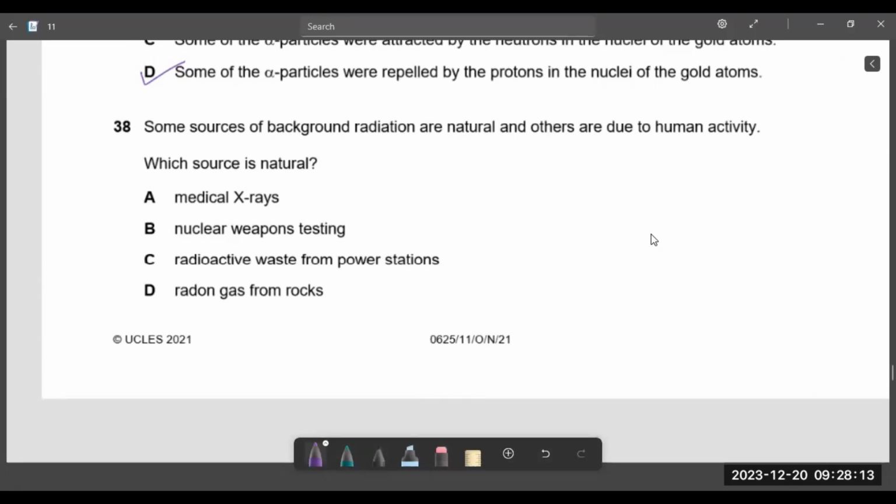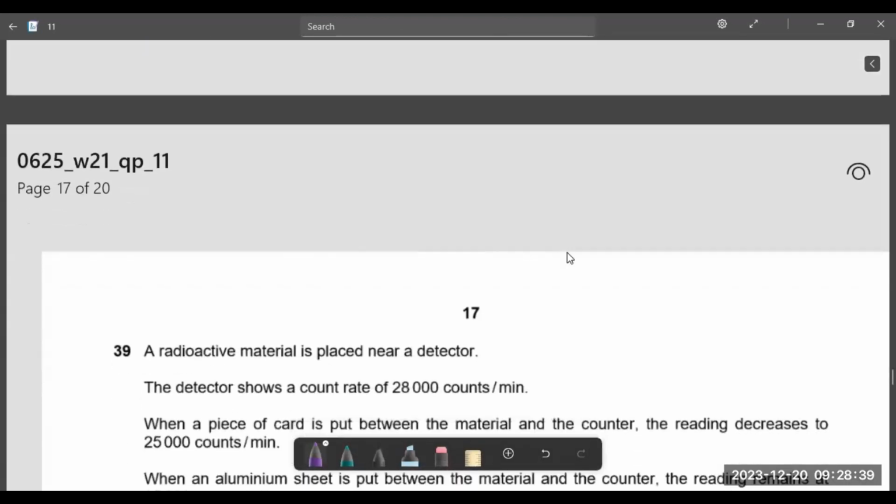Some sources of background radiation are natural and others are due to human activity. Which source is natural? Medical rays are due to human activity. Nuclear weapons are due to human activity. Radioactive waste from power stations is also due to human activities. The right choice is D, radon gas from rocks, that is natural.